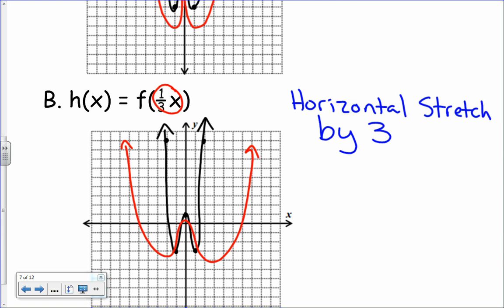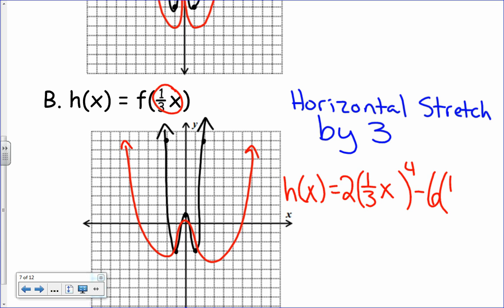Whatever's inside that parentheses is what gets plugged in for all the x's. So on this one, we would write this. H of x equals, I see a 2, then there's an x to the 4th. Well, in that x, I'm going to put 1/3 x. And then I have minus 6x squared, so I'm going to put another 1/3 x and square it, and then plus 1. All I did was take whatever is in this parentheses and plug it in for the x's. And that's my new rule.